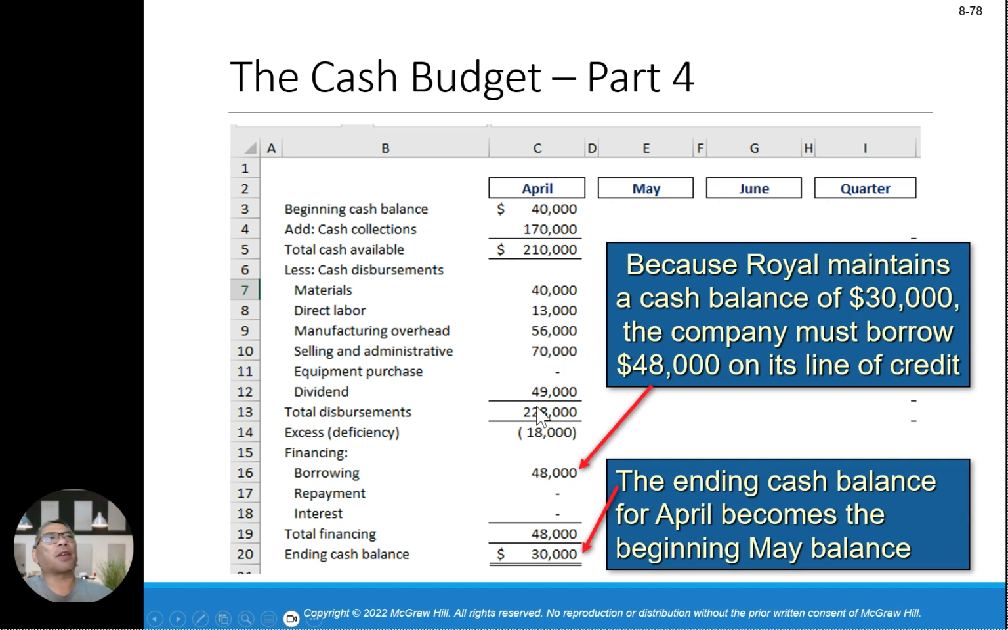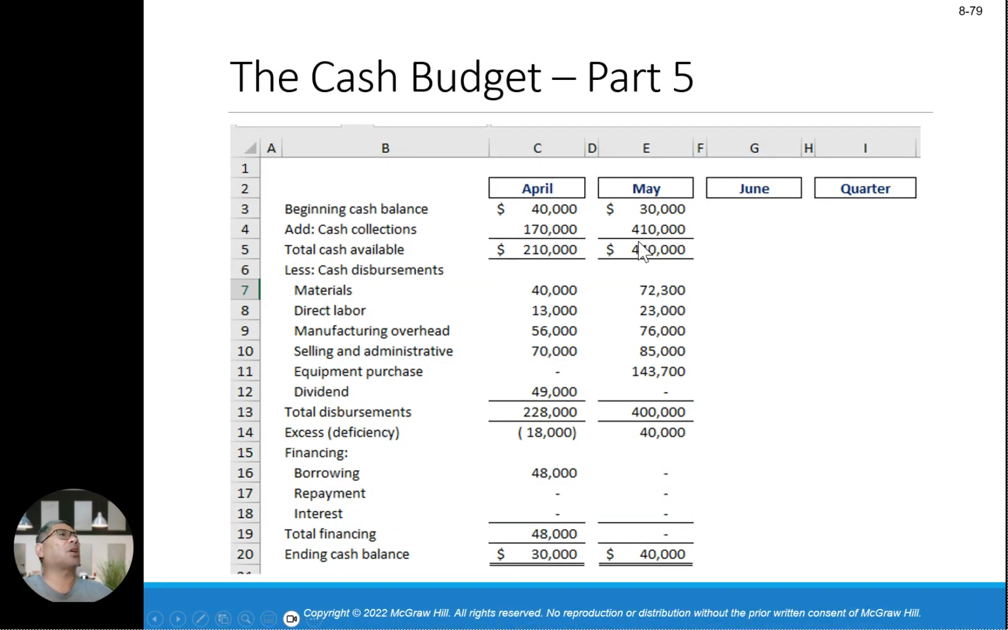This is given to you in the first previous logic questions. So you have this deficiency of 18,000, so you need to borrow 48,000. The remaining ending cash balance is 30 grand. So you're going to continue with 30,000 here. You're going to plug in all the numbers again, and then 40,000, you get it for May. So you have the April numbers, you have the May numbers. Refer to the previous slide.